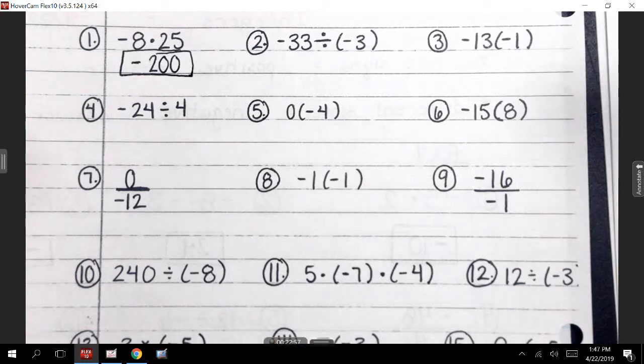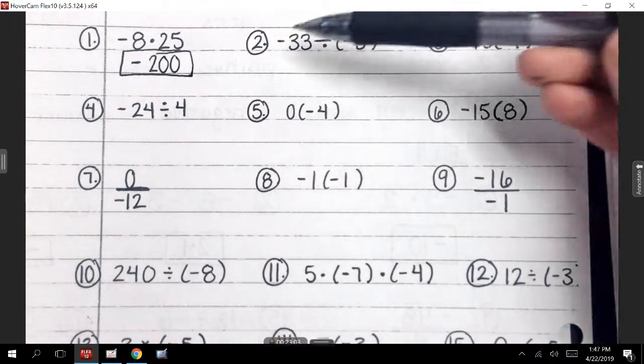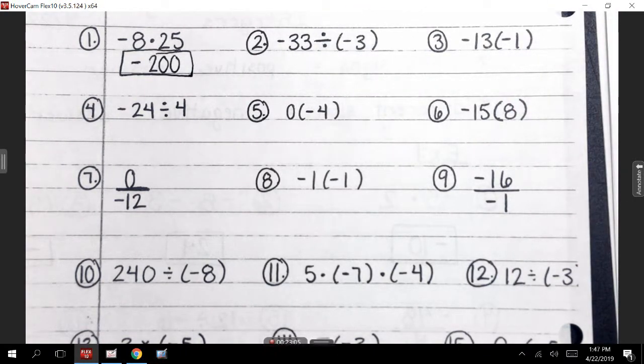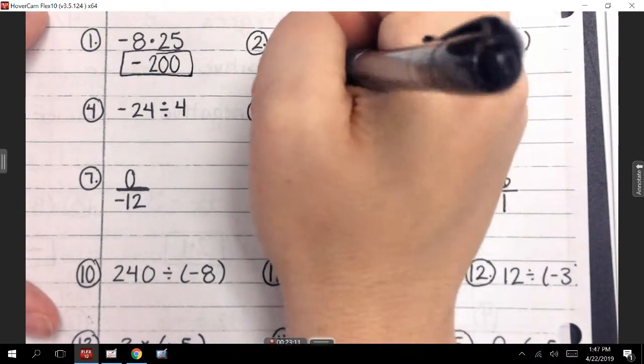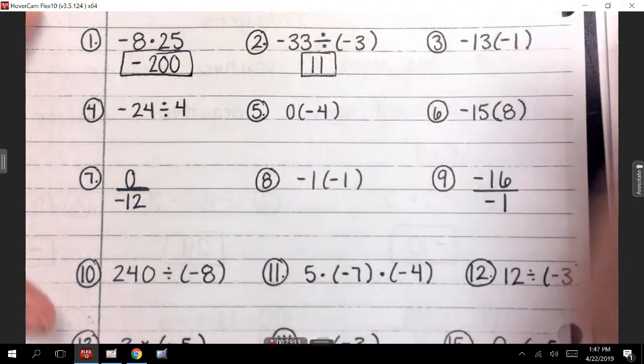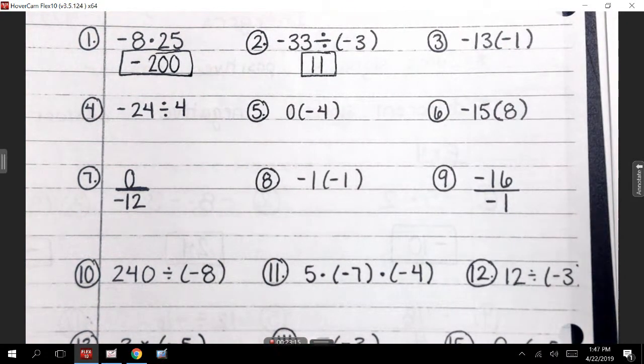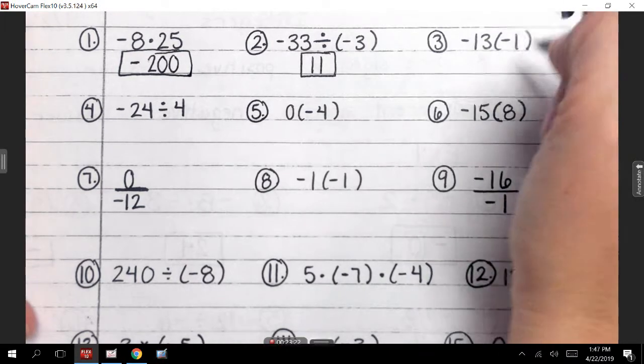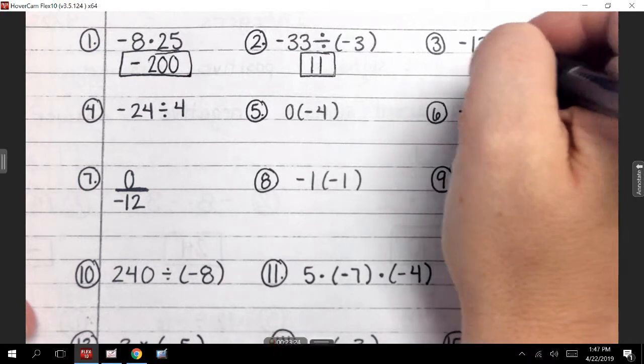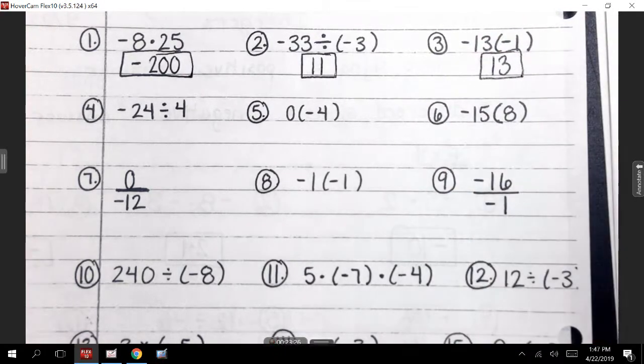All right, number 2, Davis, should I get a positive answer or a negative answer? Positive, because they're the same sign. And what is 33 divided by 3? Close. 33 divided by 3. 11. Very good. All right. Aaron, number 3. Am I going to get a positive answer or a negative answer? A positive answer. And 13 times 1 is? 13. Excellent.